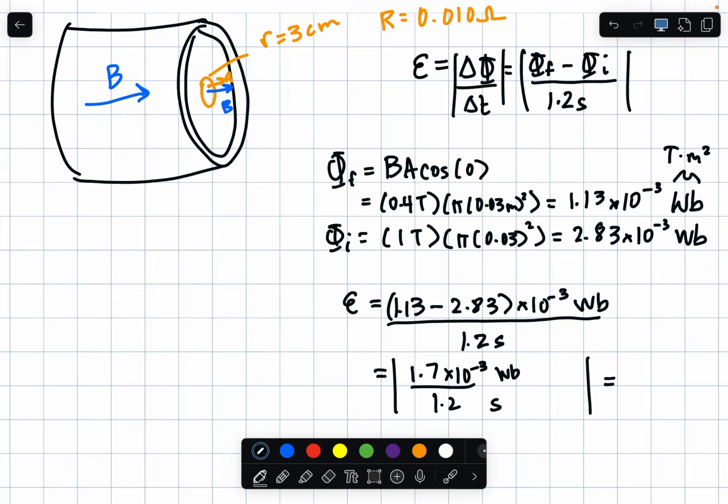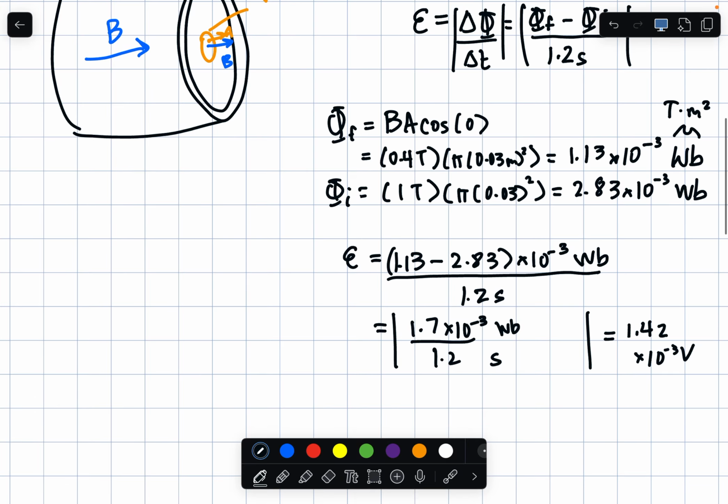Okay, so this is our voltage: 1.42 times 10 to the minus 3 volts. Okay, not a huge voltage. And you're probably wondering, well, where's the voltage, right? Here's a blow up of our copper bracelet. This voltage is acting everywhere, okay?